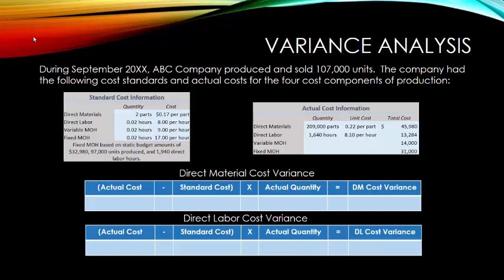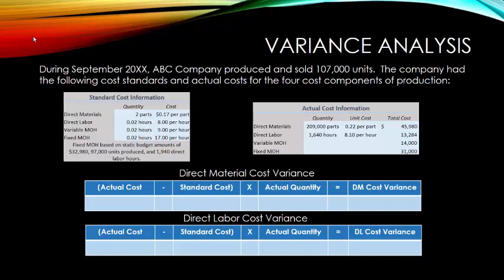We actually used 209,000 parts for direct materials. We paid 22 cents per part. Therefore, our total cost was $45,980, etc. The standard cost is your budgeted input quantity per unit. So what we said is that each unit that we made should have taken 2 parts, and each part should have cost 17 cents. Each unit should have taken 0.02 hours to produce, and we should have paid our laborers $8 per hour.